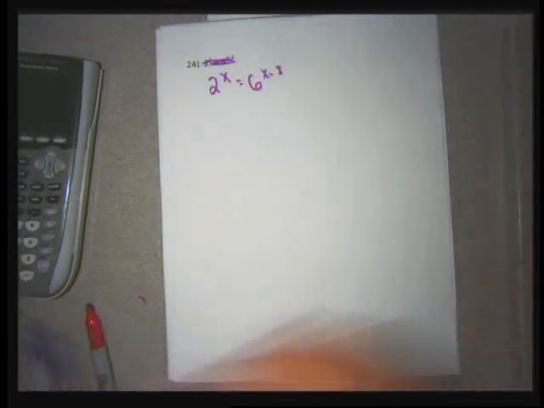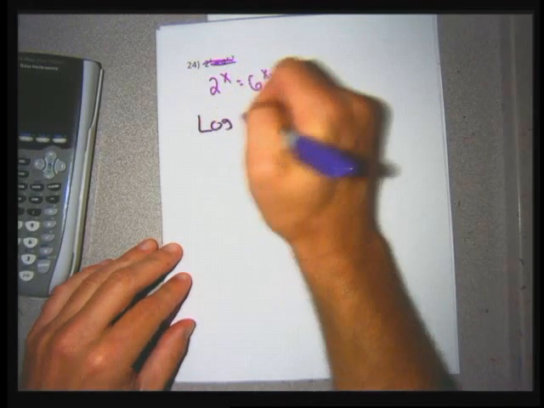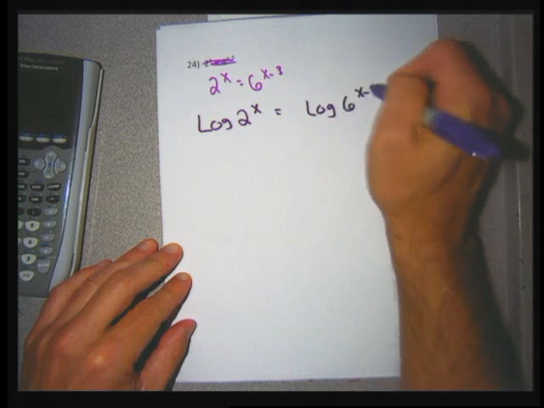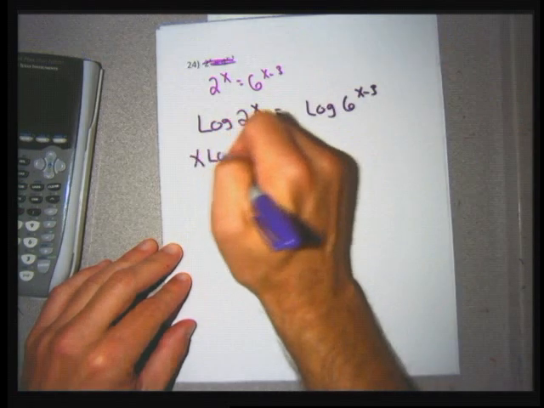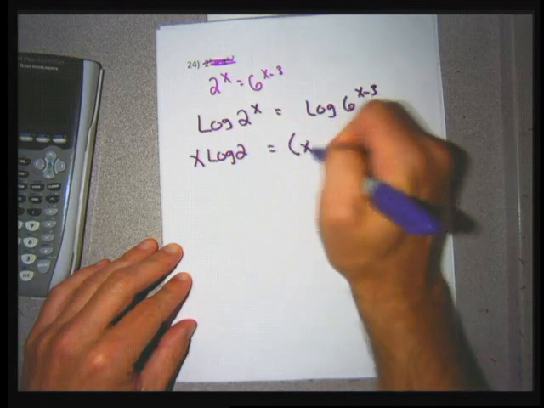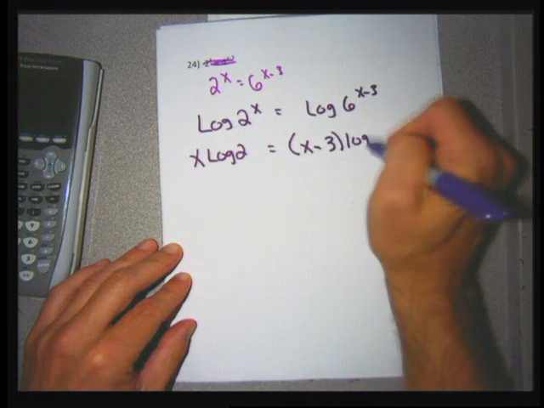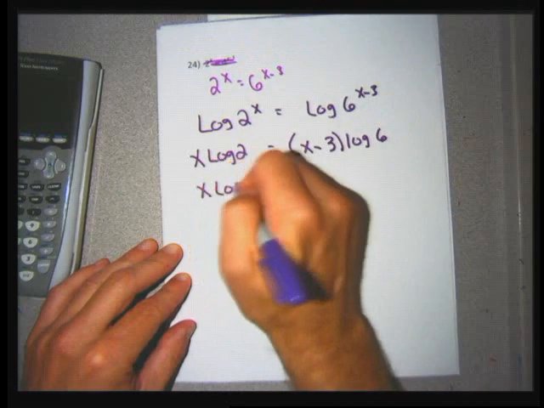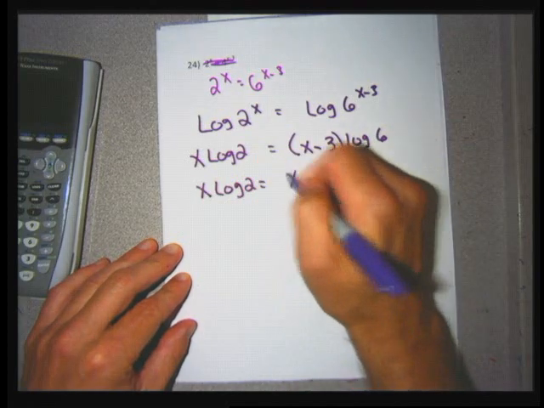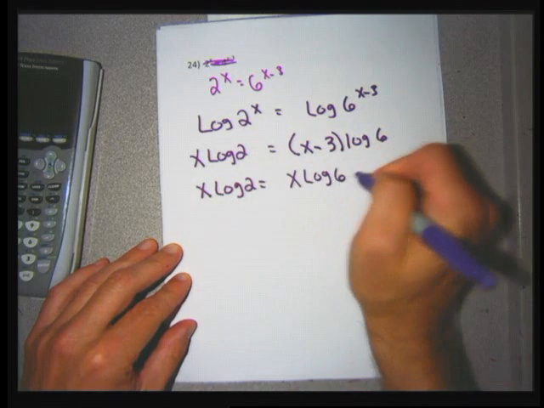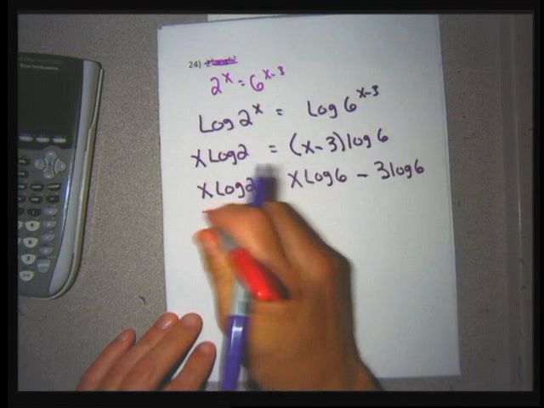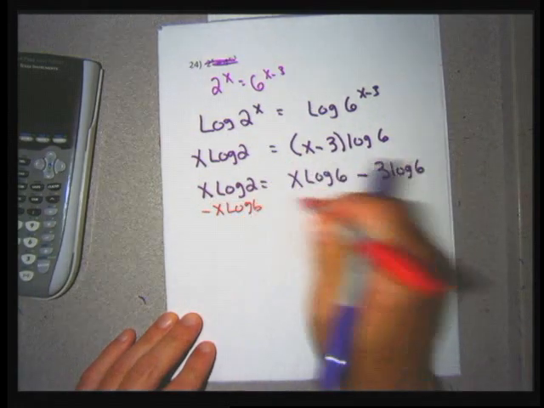Same sort of deal. Problem 24 is also a messy problem. I'm going to take the logarithm of both sides. I'm going to go the logarithm of 2 to the x equals the logarithm of 6 to the x minus 3. This gives me x times the log of 2 equals x minus 3 times the log of 6. Distribute on the right-hand side. I get x times the log of 2 equals x times the log of 6 minus 3 times the log of 6. Now I'm going to subtract x log of 6 from both sides.